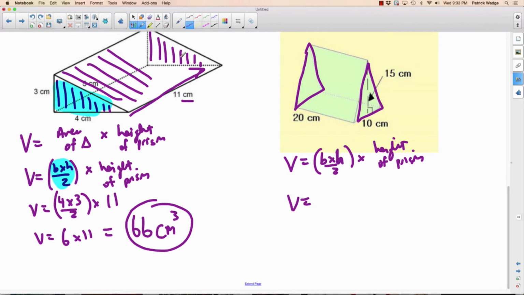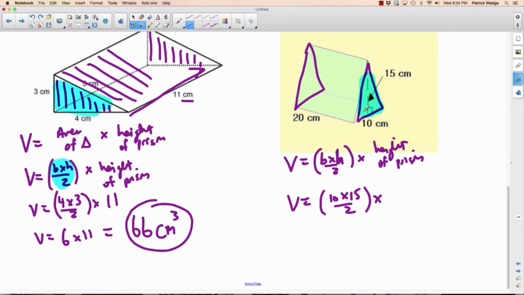Okay, just look at this triangle right here. What is the base of that triangle? The base is 10. So we've got 10 times, what's the height of that triangle? From the highest point straight down is 15. 10 times 15 divided by 2 times, now what's the height of the prism? If this thing was sitting on the highlighted side, what would the height be? It would be the 20.